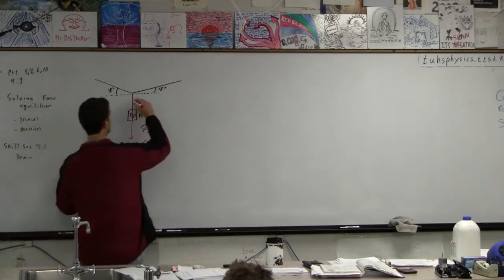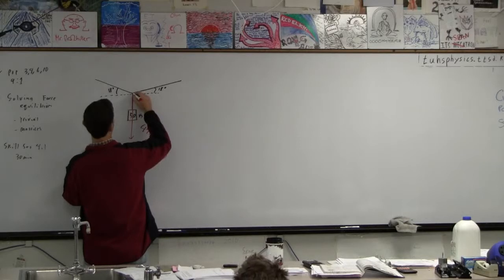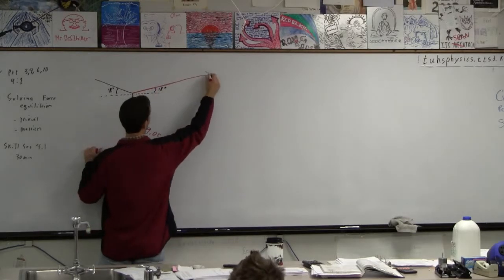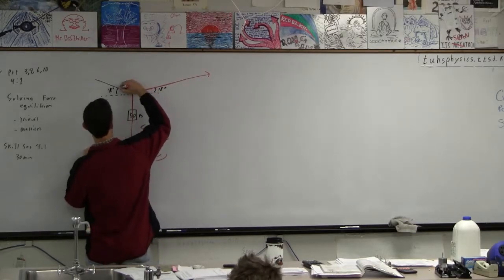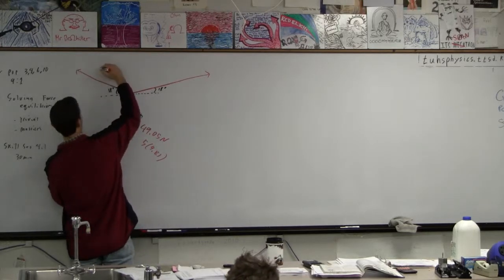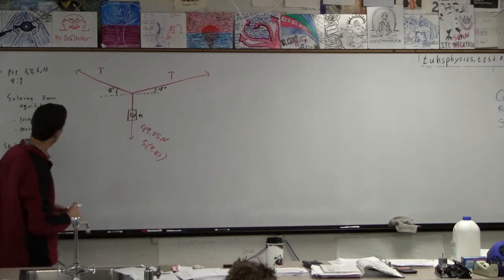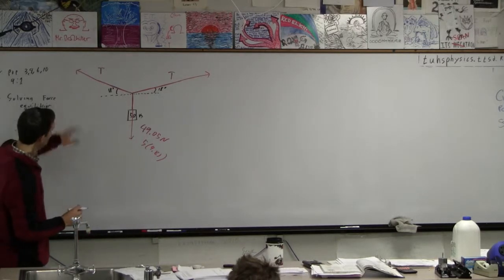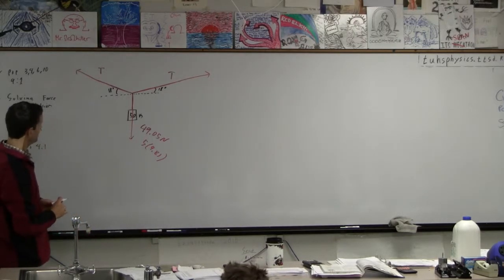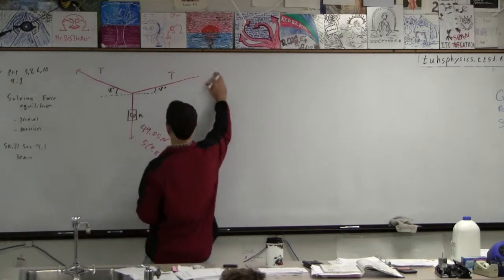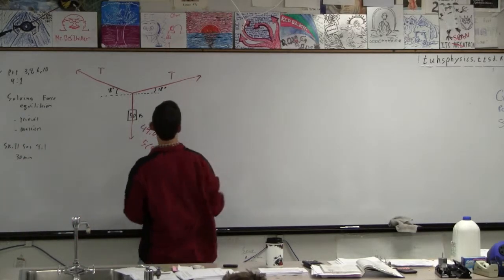And then we've got the tension on this guy, and we've got the tension on this guy. And since they're the same tension, I'm just going to call them T, like that. Even though they're not drawn very well and they don't look like they're equal, let's pretend that they are.